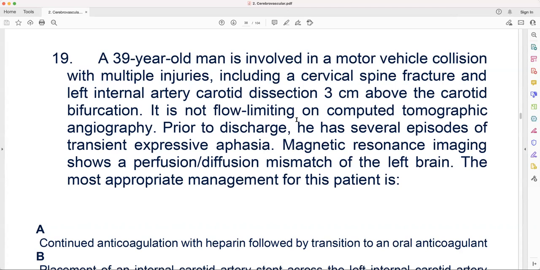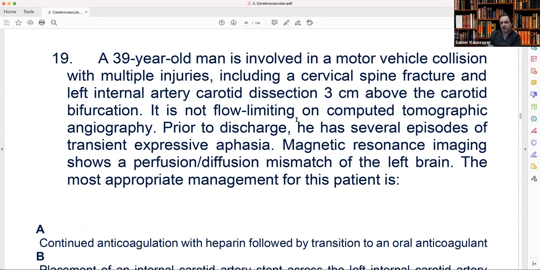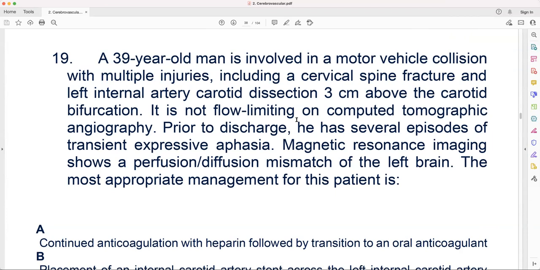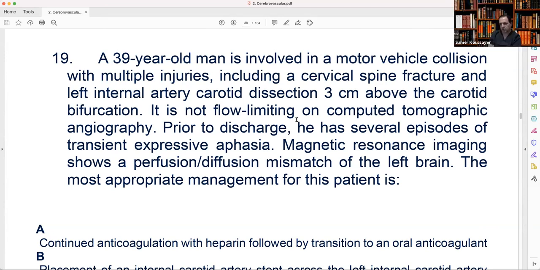What else? If he has extravasation, we intervene. Or deterioration of neurological function. Yes, deterioration of neurological symptoms, then you have to do it. If they become symptomatic. But always we treat them medically.